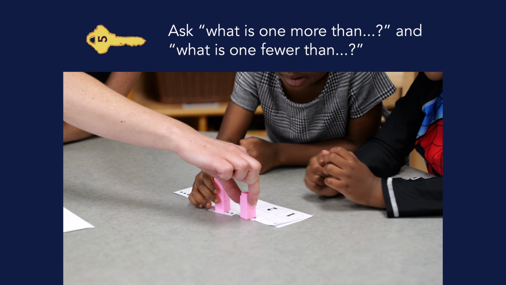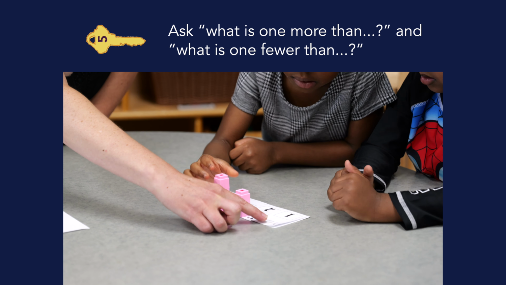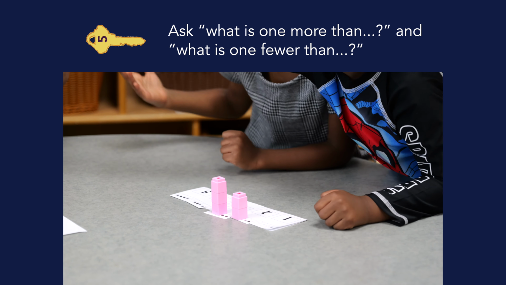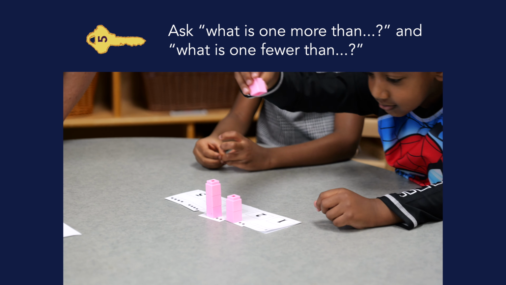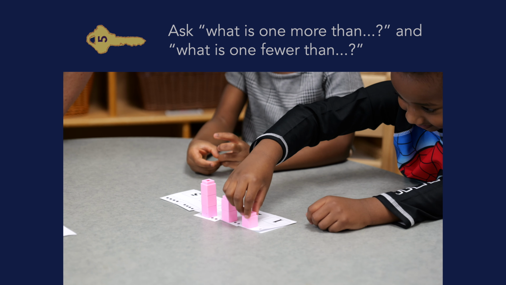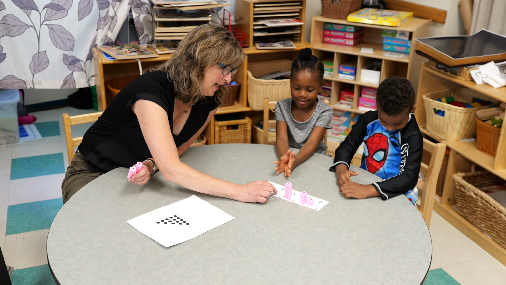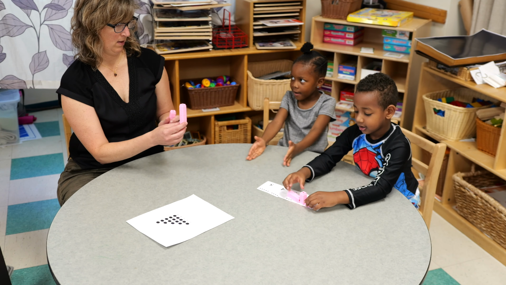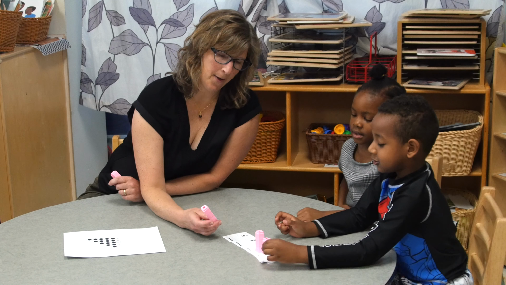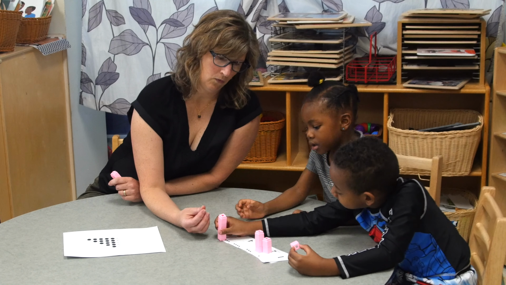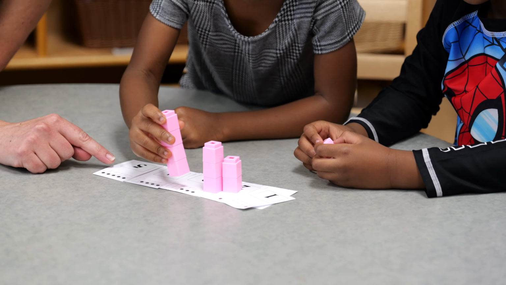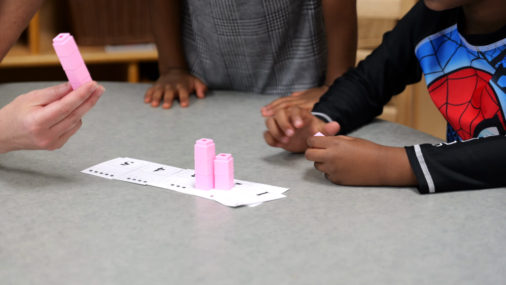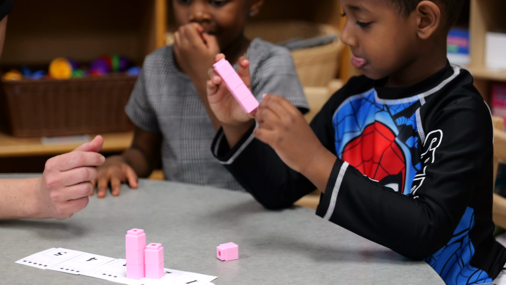Now 2 has another neighbor. 2 has a neighbor on this side. What's that number? 1. Is it more than 2 or less than 2? Less than 2. It's 1 less. Who's the neighbor on this side? 4. And that's 1 more. Where does this one go? Amin's putting it with 5. How many are in this stack? Well, do you want to look, Amin? Let's check it. How many are in that stack?